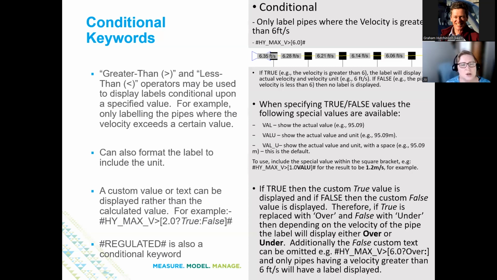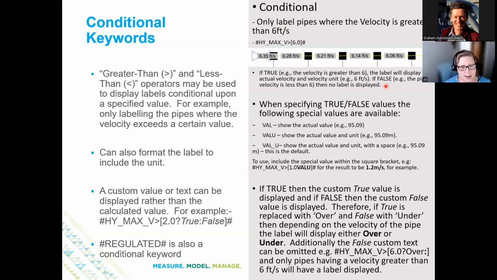But if I want to know which pipes are over 6 foot per second, of course, you probably want to use this more for finding out where problems are than just labeling pipes, but I've set it to 6. So if the velocity is greater than 6, it's going to label those pipes with the velocity value because of the way that I've written that.